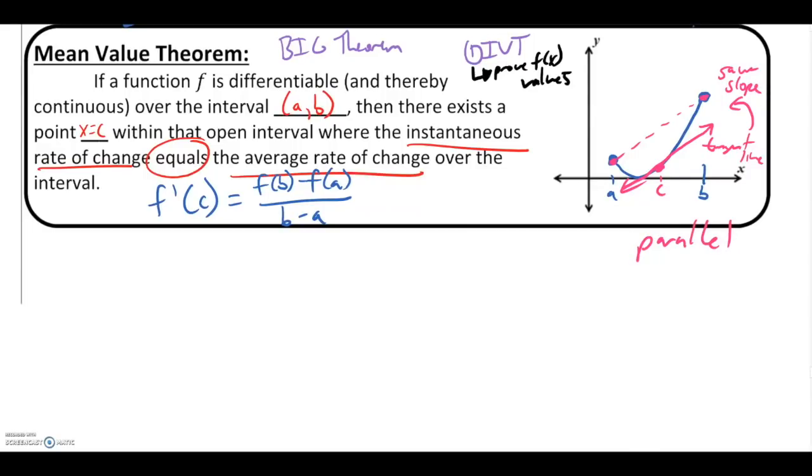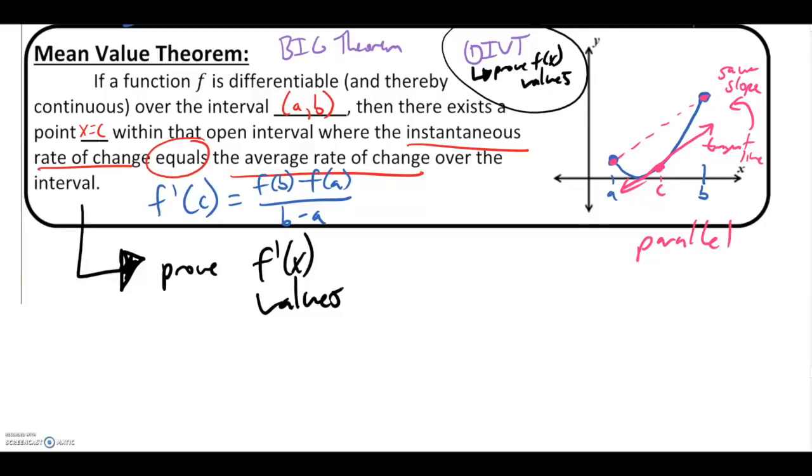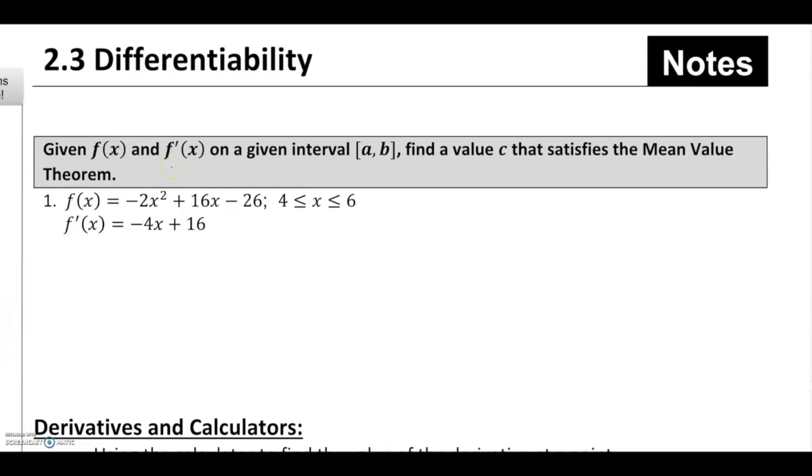And so just like how the intermediate value theorem allowed us to prove the existence of function values, this is a property of differentiability, allowing us to prove that certain slopes exist along a curve. And so let's take a look at this in practice. Given f of x and f prime of x, a function and its derivative, find a value c that satisfies the mean value theorem. So looking at our function, we have f of x equals negative 2x squared plus 16x minus 26 on the interval from 4 to 6.